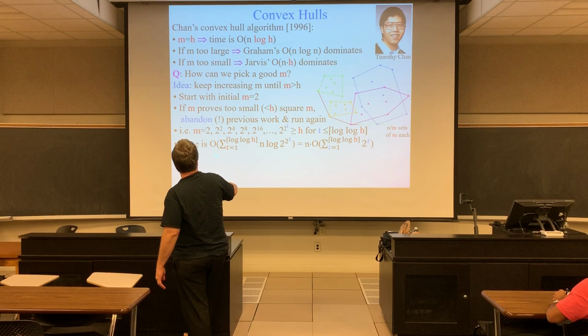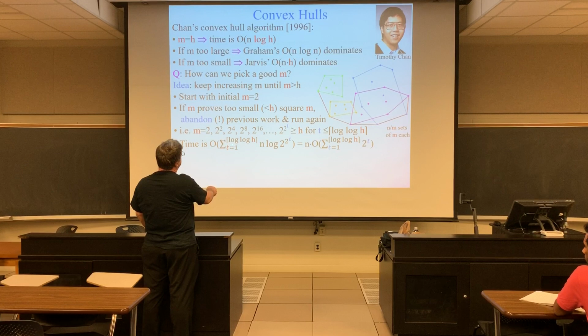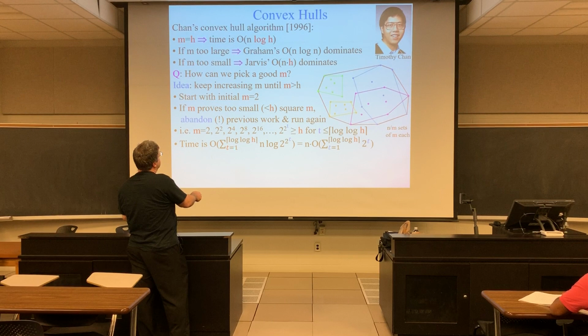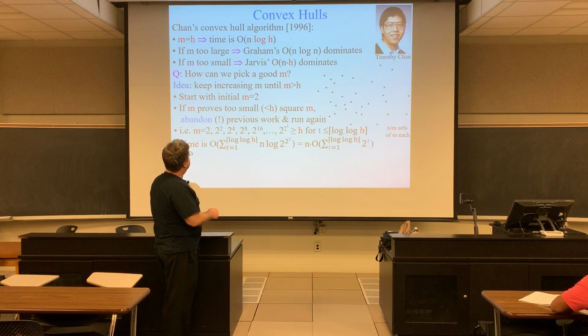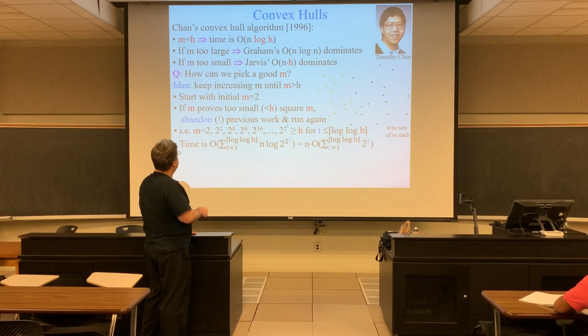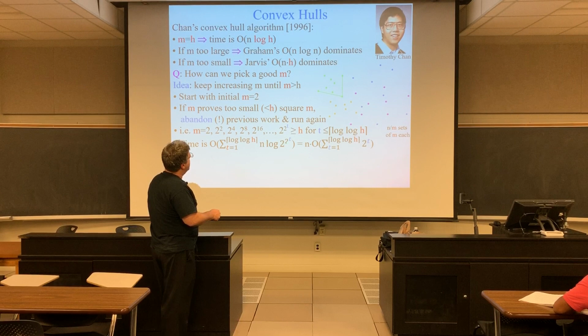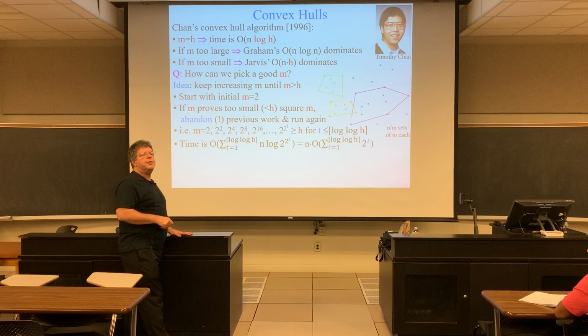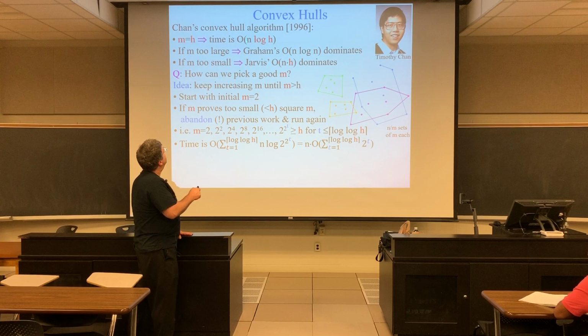So the total time will be n log of 2 to the 2 to the t as t goes from 1 to log log h. Right? So we start with small, and then we get larger and larger and larger. And as we get larger and larger, it's n log 2 to the 2 to the t. So this quantity here is m, right? And here we have log of m, right? So we keep running the entire algorithm from scratch for increasingly large values of m, and the algorithm runs in time n log m each time.